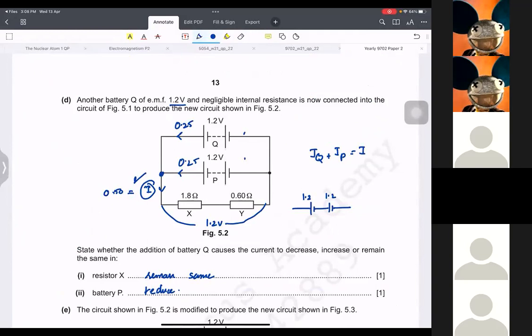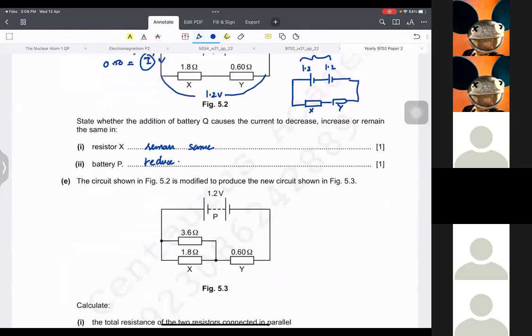Yes. And only in series does the current increase. If the batteries are in series, the current would increase. Why? Because the voltage increases, as now the total voltage is going to be 2.4 volts. Do you understand? Yes, sir. All right.